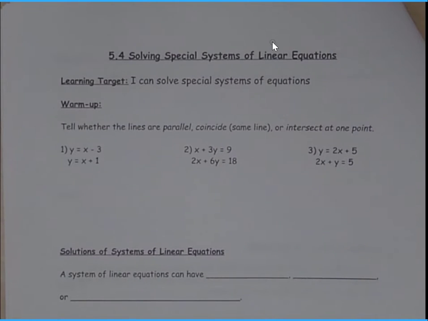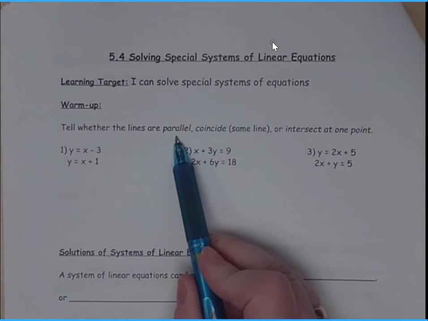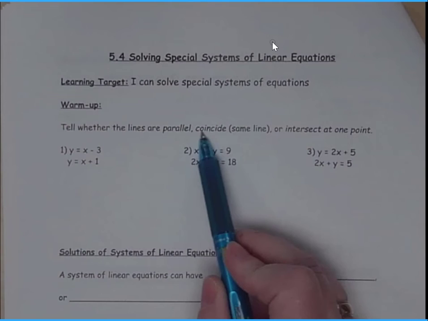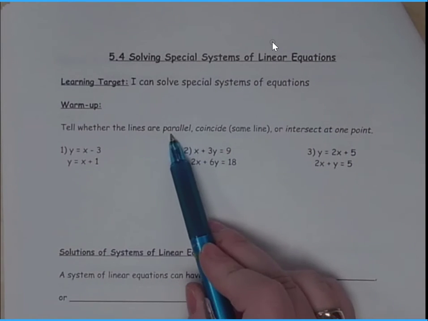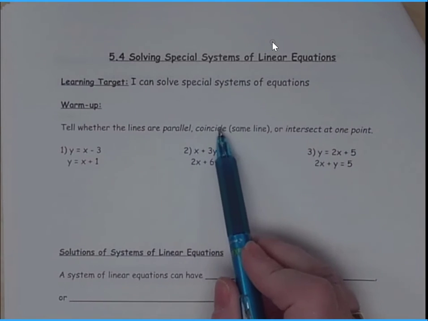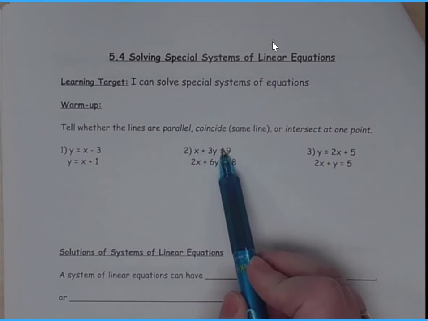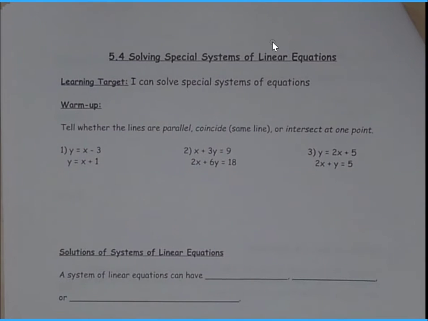All right, today we're going to look at 5-4, solving special systems of linear equations. So here's what I'd like for you to do first. Go ahead and start your warm-ups. What I'd like for you to do is tell me whether the lines are parallel, coincide, which means they're the exact same line, or if they intersect. Remember, parallel, they have the same slope. Coincide, they're the same line, or intersect if they have one point. All right, hit pause. Do your warm-ups, and when you're done, go ahead and hit play and check your work.